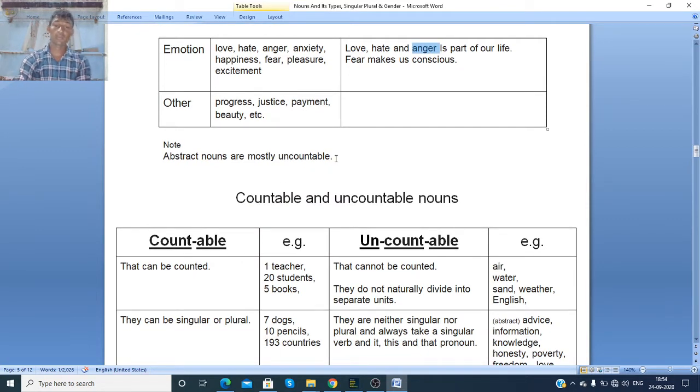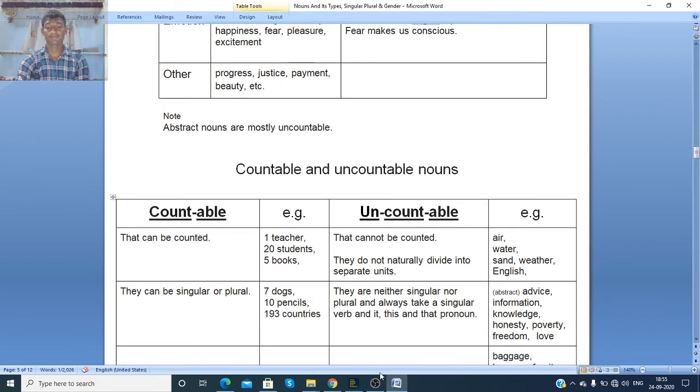And one more thing about abstract nouns is that they are mostly uncountable. Most abstract nouns are uncountable. We can't count them like one teacher, two teachers, five students, 13 students. We can't count them like other nouns. Most of them are uncountable.